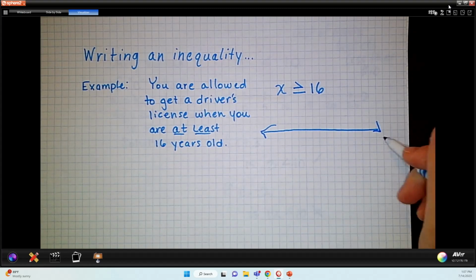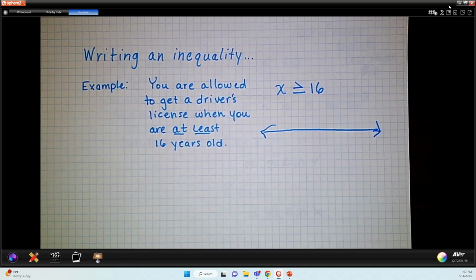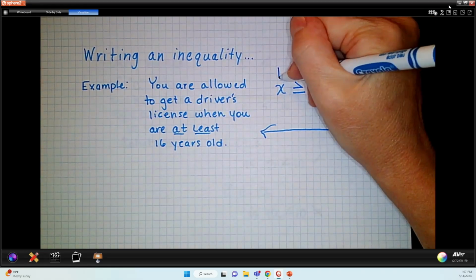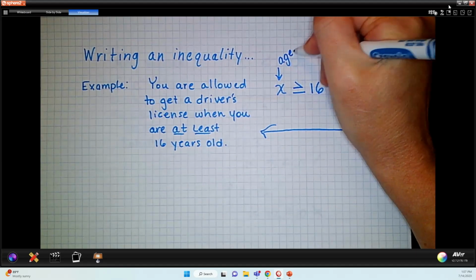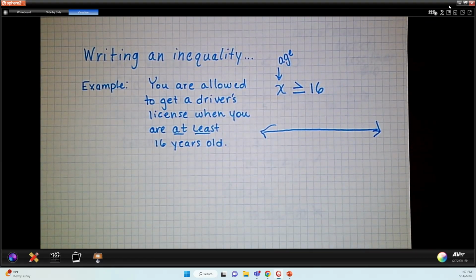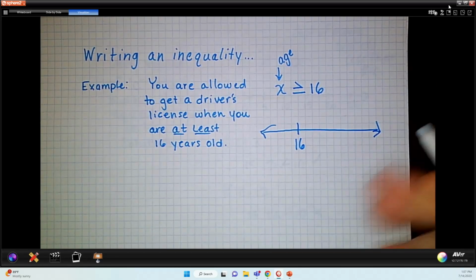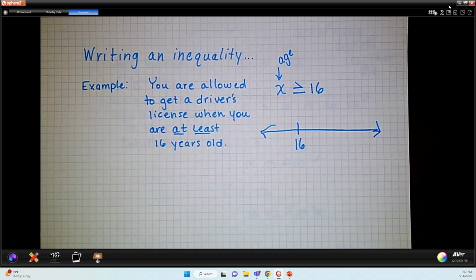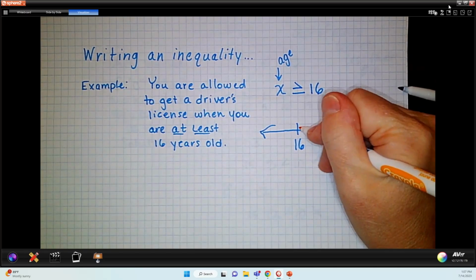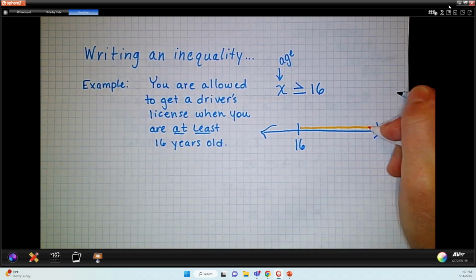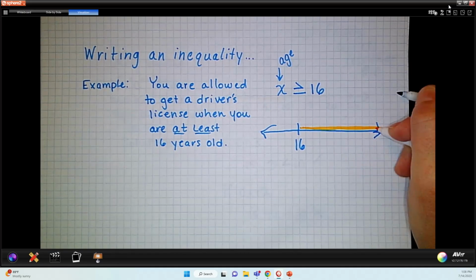And we don't always have to label every specific number on the number line. We teach our students how to do sketches. So we know that the value of X, the age of any person, would have to be greater than or equal to 16. So I would put my 16, and I know that I'm going to be shading to the right, greater than, because my age has to be greater than 16, but it could be 16 as well.